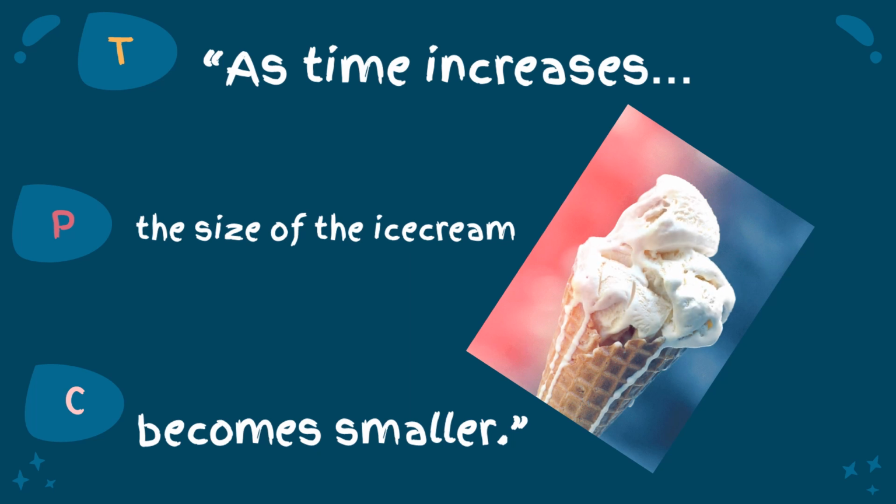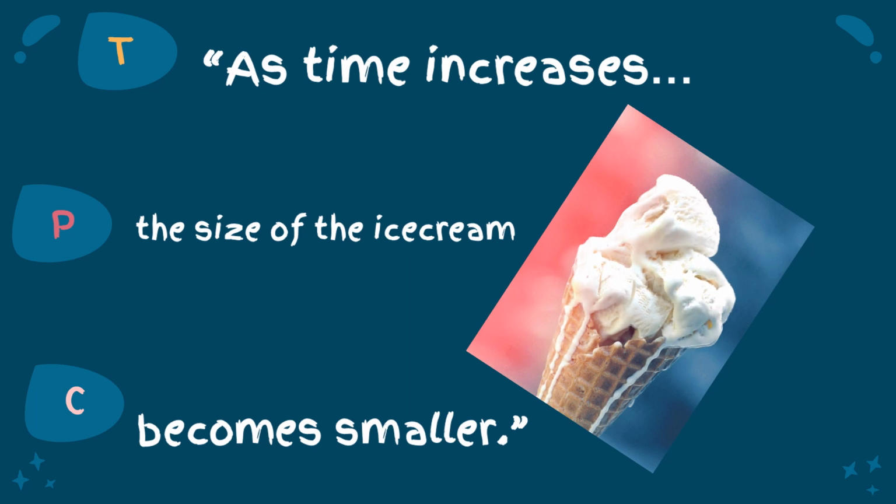I'm going to give you an example. The color of the ice cream, or the cone, the waffle cone, does not change. So we cannot use that parameter to mention this using space-time relationship. We cannot say that as time increases, the color of the ice cream becomes duller. No, we can't say that, right?